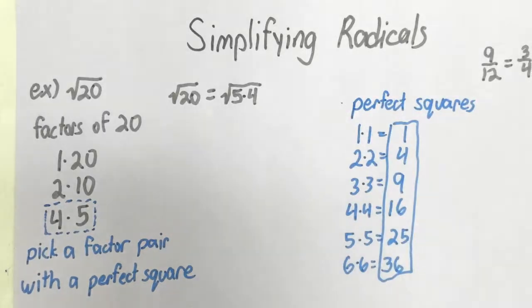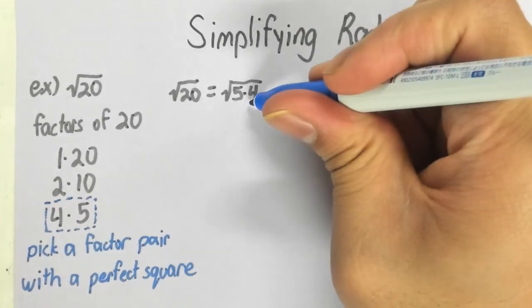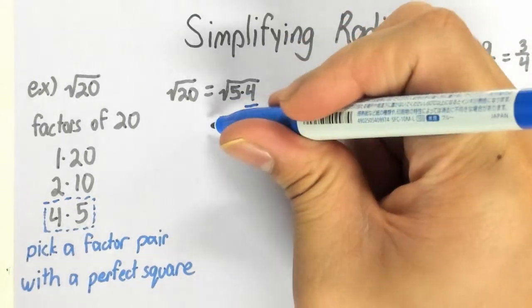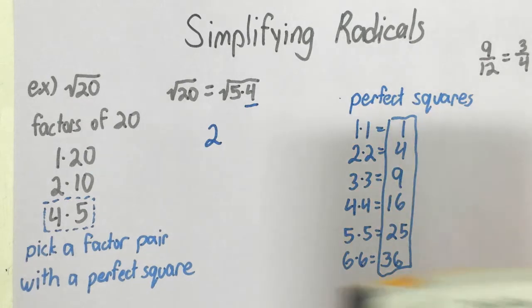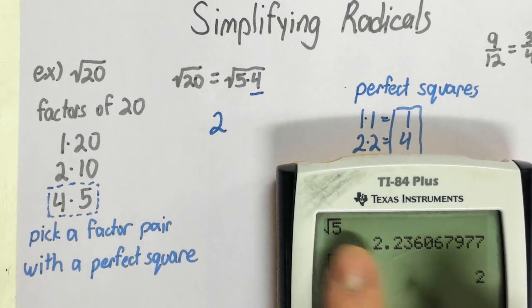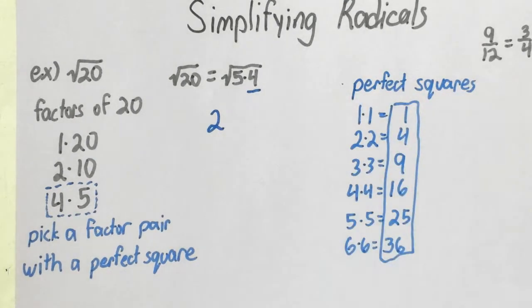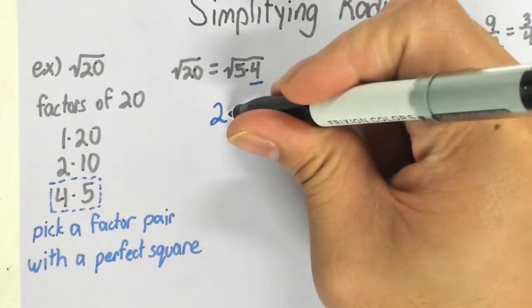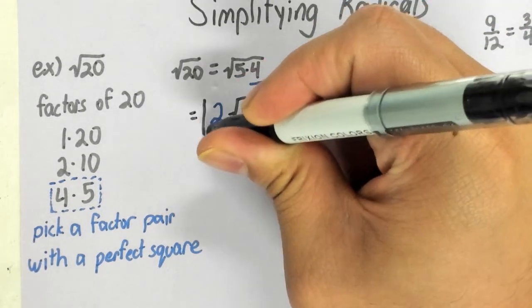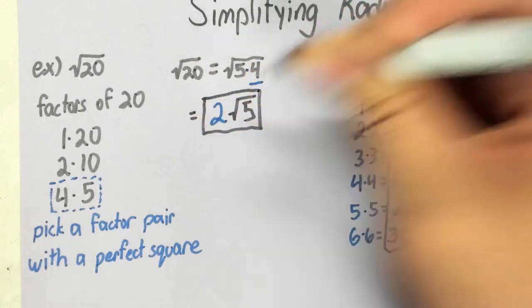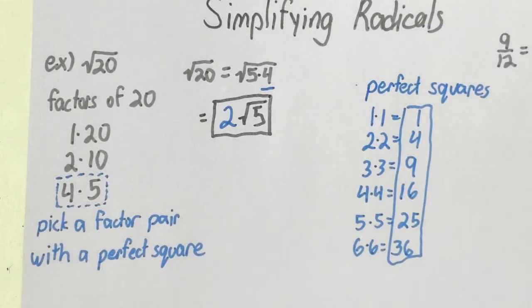That means we can take that 4. It goes outside as a 2. Square root of 5 is a decimal. That does not work. We don't want that. So it stays inside the square root. So your answer is 2 square roots of 5.